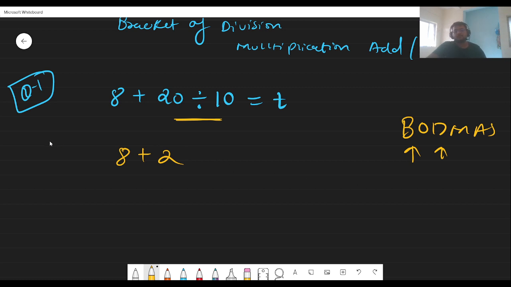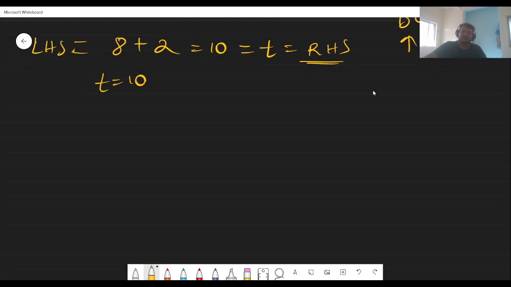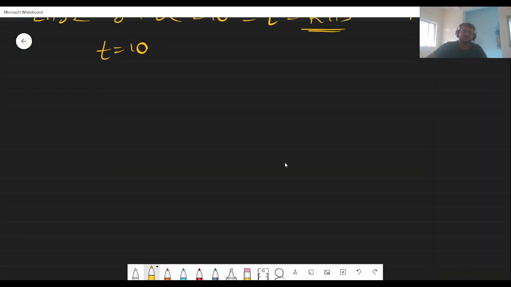Fine. We are basically solving the LHS because that's what we have to solve. LHS: 8 plus 2. And now it is addition, so it will give us 10. So our answer is 10, that is equal to t, which is the RHS. Therefore, the value of t is 10. Okay, so this type of question is very easy compared to other questions, and we can solve it very easily.